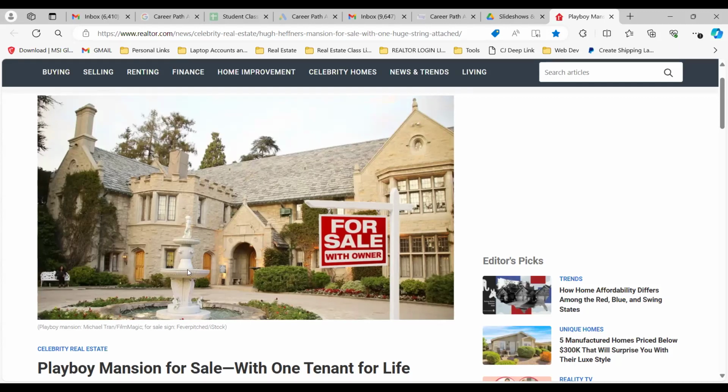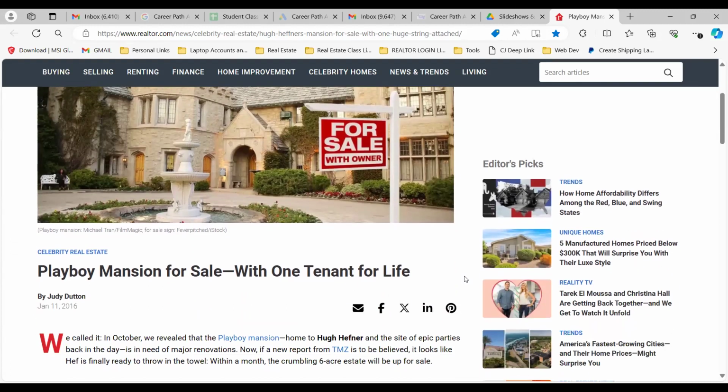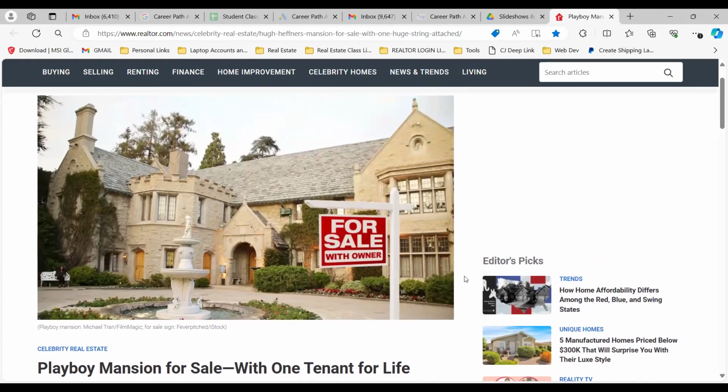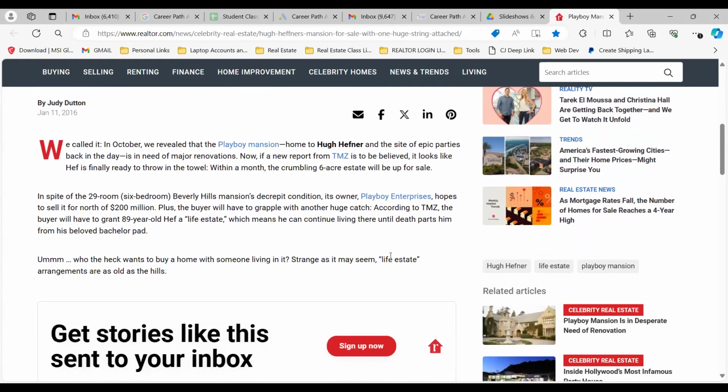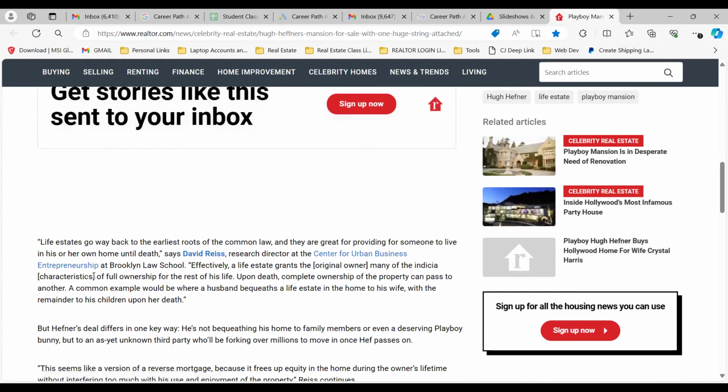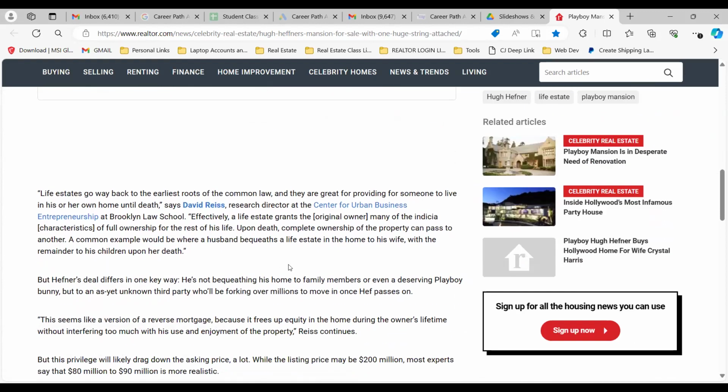So a lot of subscriptions were dropped. They lost even more business. Not that it was in good shape to begin with. So it was already going downhill. So Hugh needed money. So he sold the mansion with the agreement that he gets a life estate.